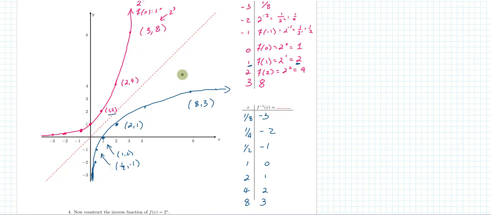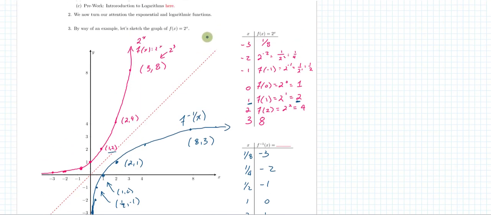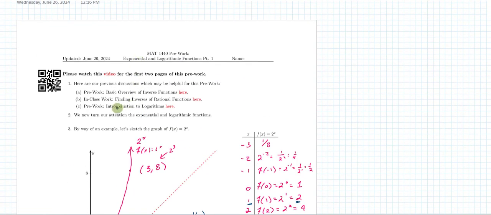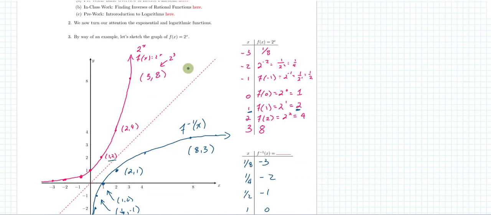And so here's the graph of the inverse function, f inverse of x, to the original function, 2 to the x. And so we saw in a previous pre-work, and again, folks, this is the most important one to make sure you go back and watch in our introduction to logarithms if you're rusty on this, how do we describe this inverse function? We call it the log base 2 of x. So there's the log base 2 of x.